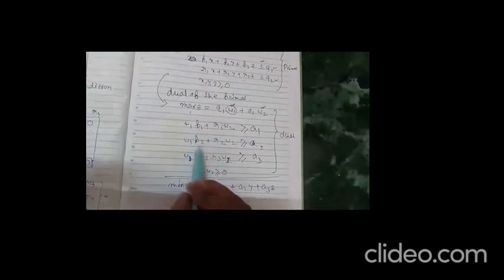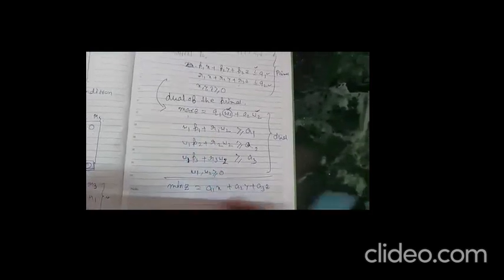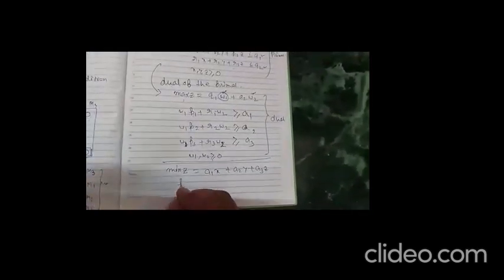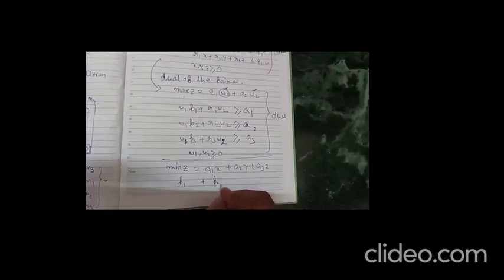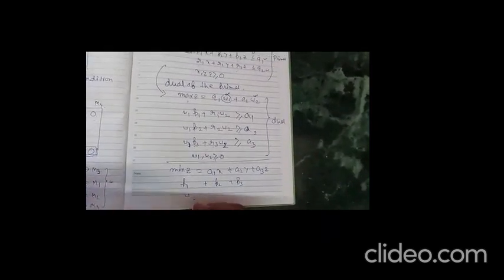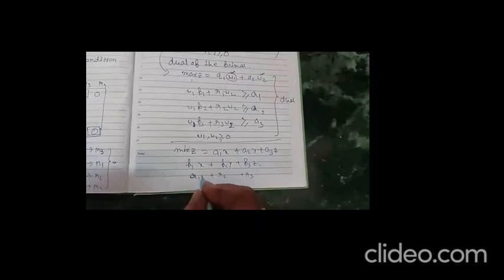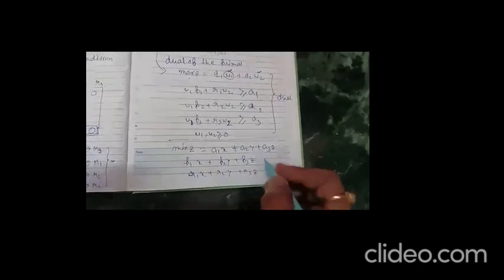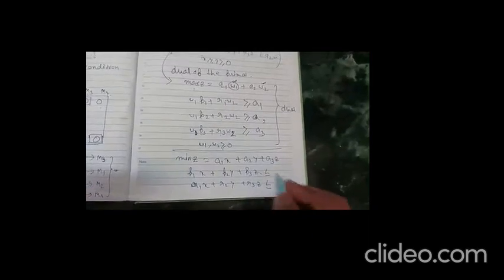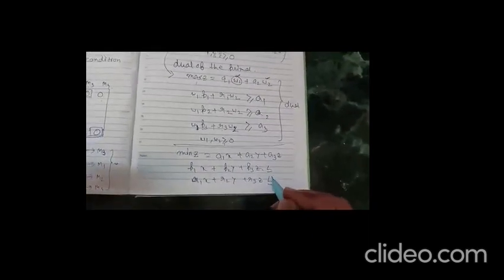Now we got a matrix like P1R1, P2R2, and P3R3. So the corresponding matrix is P1R1, P2R2, and P3R3. If I take the transpose, it will give me P1 plus P2 plus P3, R1 plus R2 plus R3. Now the corresponding variables are x, y, and z. Here also the corresponding variables are x, y, and z. And now the greater than or equals to conditions will be converted to less than or equals to conditions.